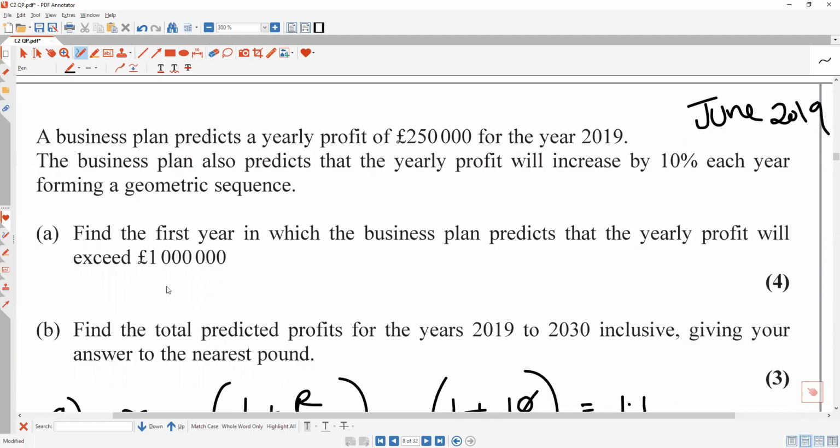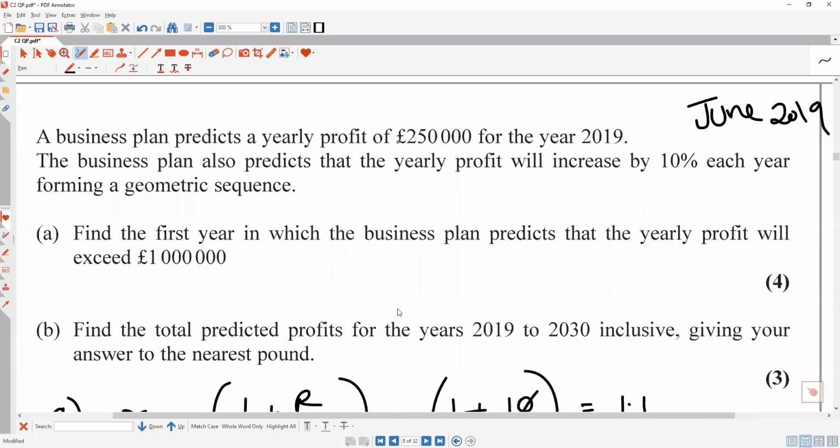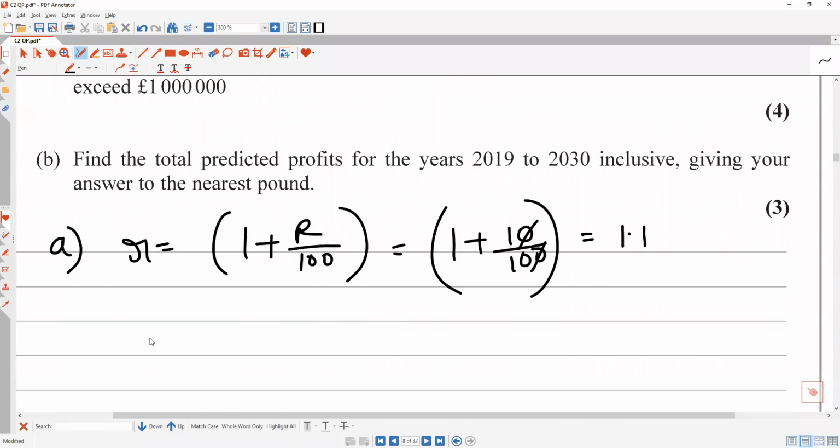Find the year in which the business plan predicts that the yearly profit will exceed 1 million. 1 million pounds. You have to find the year. Okay. So, what is the initial value? 250,000. So, can we do A R raised to n minus 1, that is 250,000 times 1.1 raised to n minus 1 is equal to, what is your n? That's what we are supposed to find. And what year is it? So how much is it?